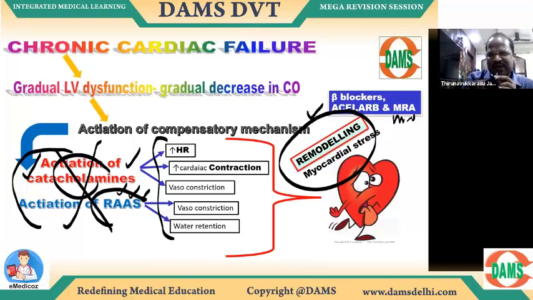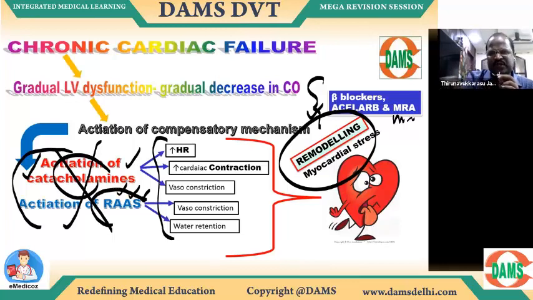It's called spironolactone, the aldosterone antagonist. All these drugs are useful for chronic heart failure. Here the most important question: these drugs are disease modifying drugs in heart failure. They're going to control the progression of disease.